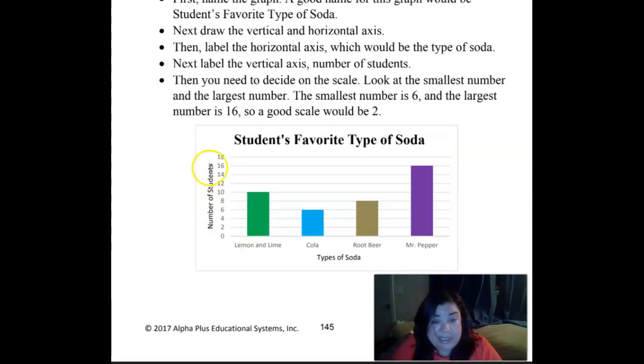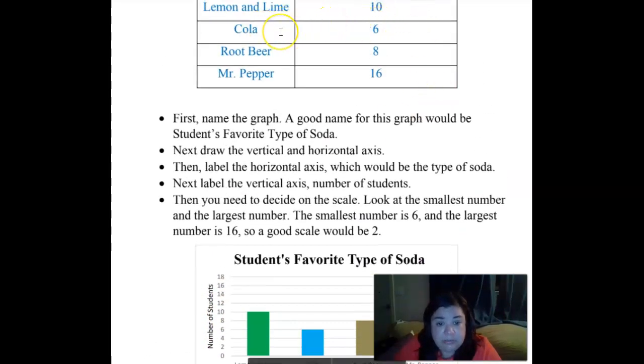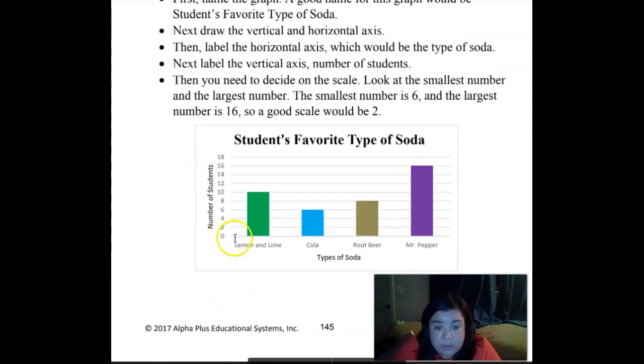Then you have to decide on the scale. The scale means, are we going to count by ones? Twos? Fives? Tens? How are we going to do it? Look at the smallest number and the largest number, and that will help you decide. The smallest number is 6, and the largest number is 16. A good scale for that would be to count by twos. So how you would label it is you start with 0, that's this baseline right here, and then you go 2, 4, 6, 8, 10, 12, 14, 16, 18, counting by twos, okay?